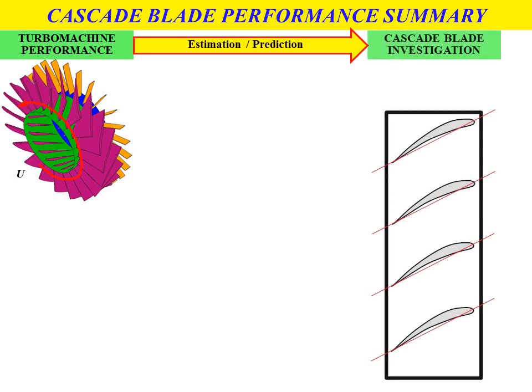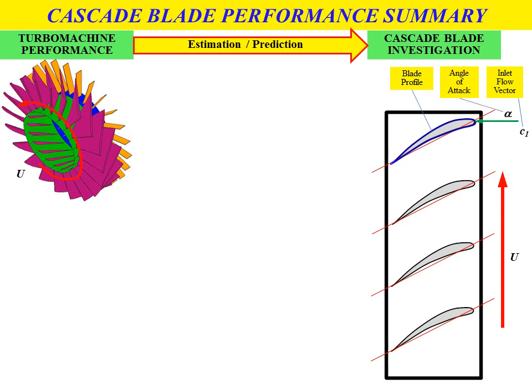Okay, in this slide I will summarize the content of chapter number 3 for cascade blade performance. In order to determine turbomachine performance, we need to make an estimation or prediction. To do so, we need to conduct cascade blade investigation, as we have learned in chapter number 3, where we learned about the blade profile, the effect of blade profile, and the effect of inlet flow condition in terms of inlet flow vector and angle of attack on the efficiency of the cascade blade.